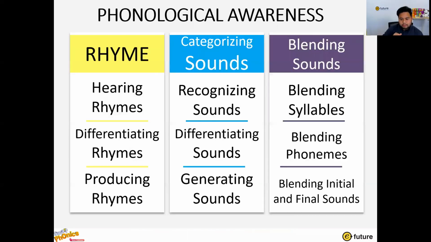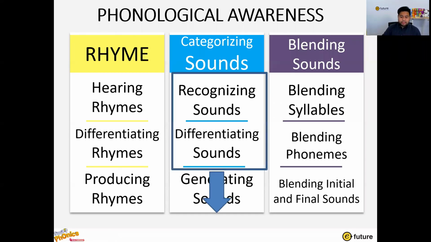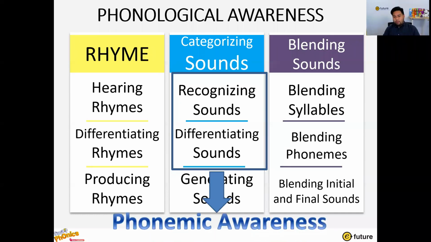And then phonological awareness, so kind of charting what it involves. I talked about rhymes, syllables, and blending the sounds. These are the kind of things that go into phonological awareness. And then within categorizing sounds, recognizing sounds and differentiating sounds is kind of the phonemic awareness. That's where that comes in. So phonemic awareness is one of the critical points inside phonological awareness.